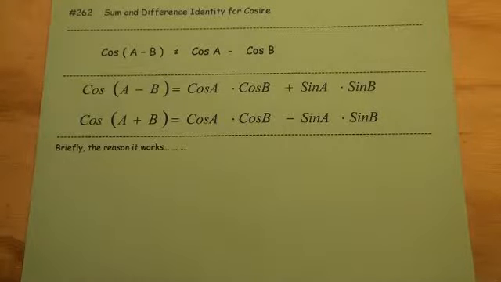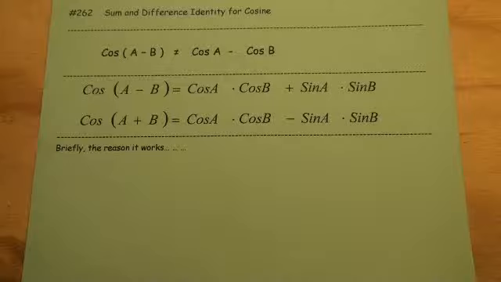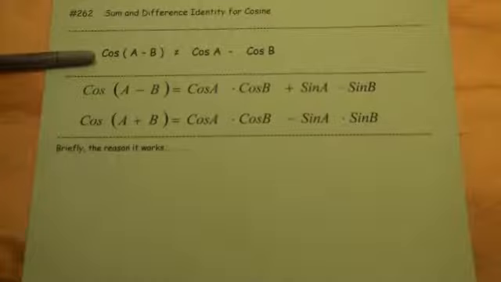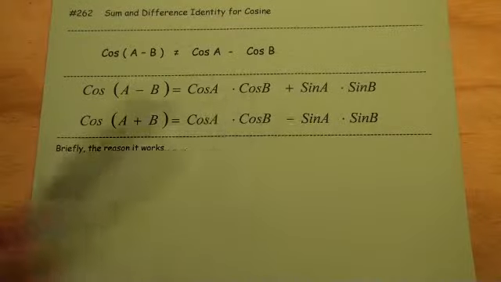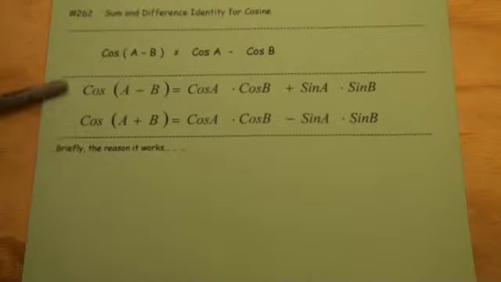Video number 262, the sum and difference identity for cosine. Now, I'm not going to prove why this works, but I'm going to briefly show, well, first of all, we need to understand this is definitely not true. You cannot just distribute the cosine for either the sum or the difference. In fact, the difference ends up actually being a sum, and the sum ends up being a difference when you're working with the cosine sum and difference identity.